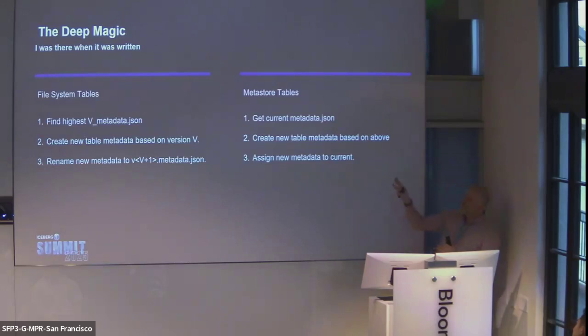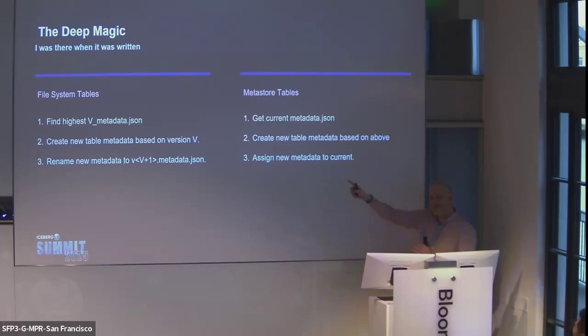And we have two specific examples of it inside of the specification, one for file system tables, one for metastore tables. Now, I've kind of paraphrased the text here to make it fit on this slide, but to break it down for you, in file system tables, we decide what the latest state of a table is by just looking for a table with the very highest version number next to its metadata.json. Once we've found that, we can make a new state of the table based off of that. And then we rename our new metadata that we've created to v+1 metadata.json. I'll talk a little bit later about how that actually works transactionally.